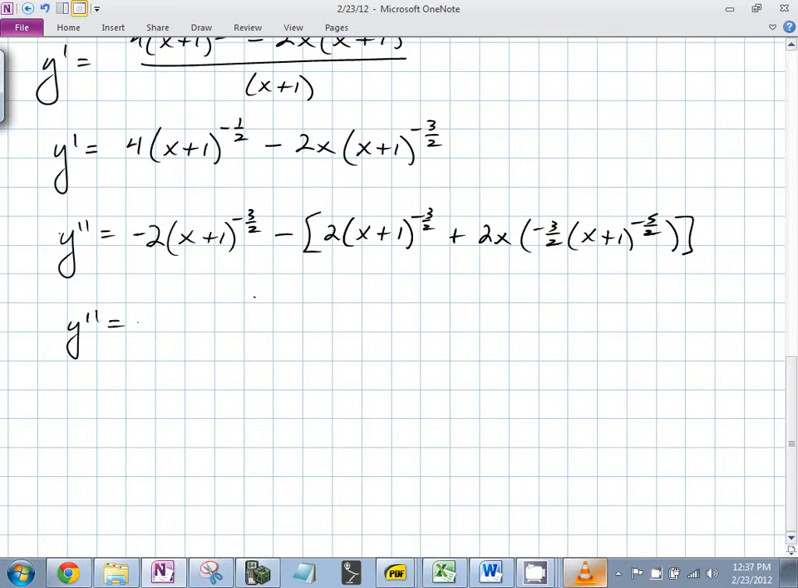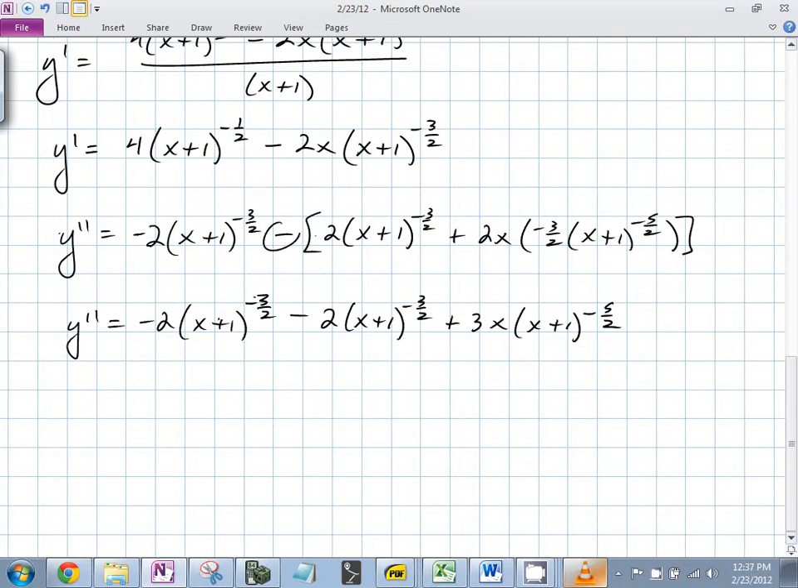Y double prime is equal to negative 2 times x plus 1 to the negative 3 halves minus 2x plus 1 to the minus 3 halves, let's say plus 3x times x plus 1 to the negative 5 halves. So, no, there's a minus sign on the outside, kids. It's going to be plus. Whoopsie daisy.